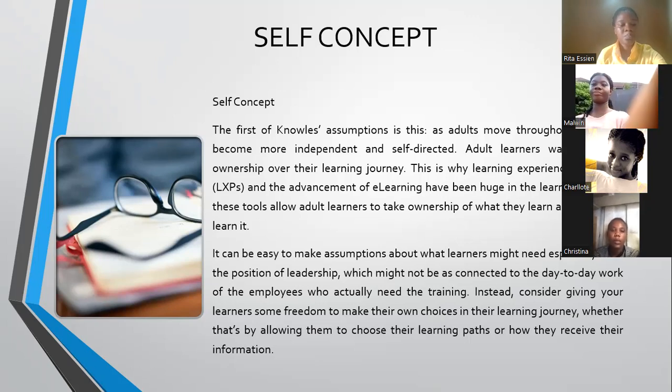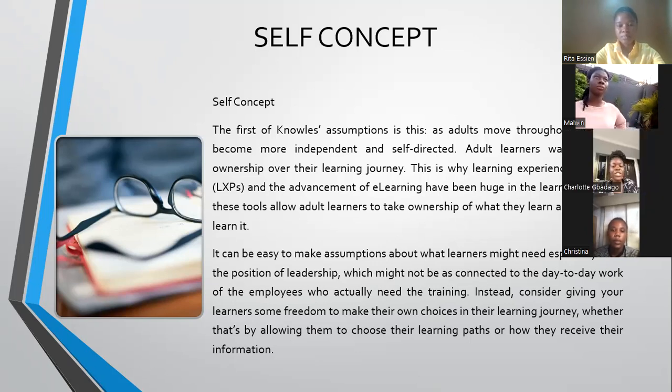It can be easy to make assumptions about what learners need, especially from a position of leadership, which might not be as connected to the day-to-day work of the employees who actually need the training. Instead, consider giving your learners some freedom to make their own choices in their learning journey, whether that's by allowing them to choose their learning paths or how they receive their information.